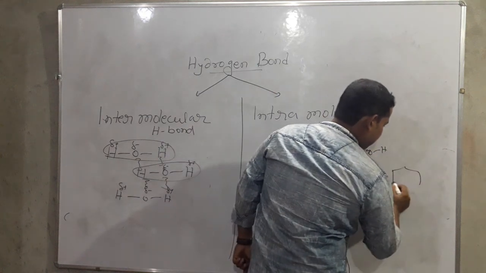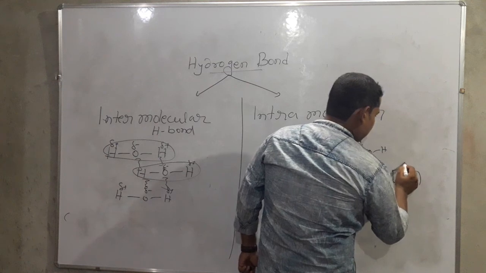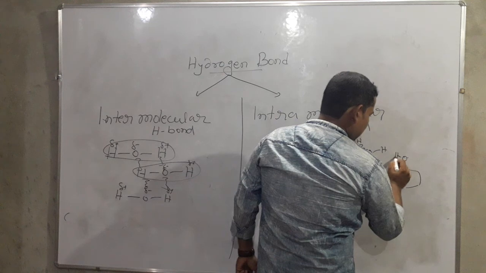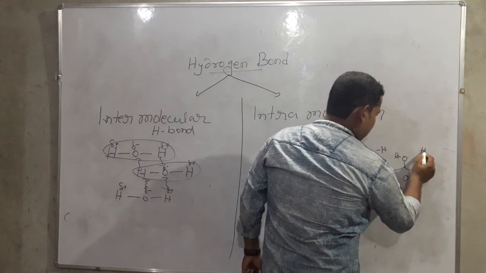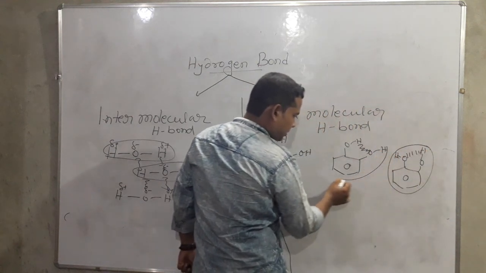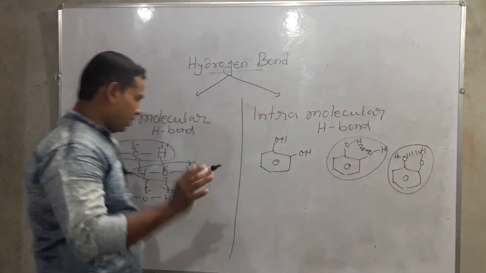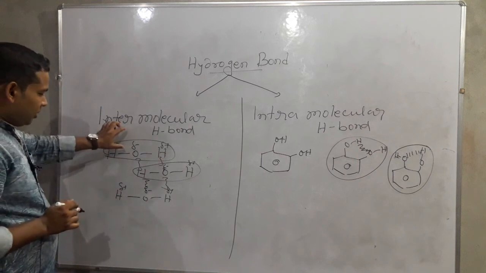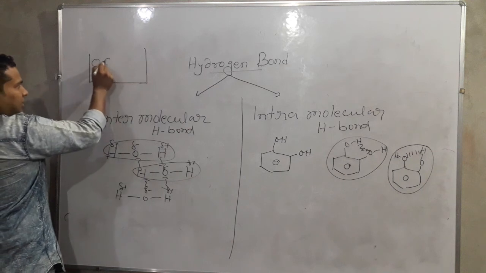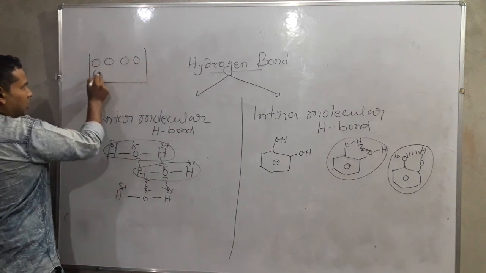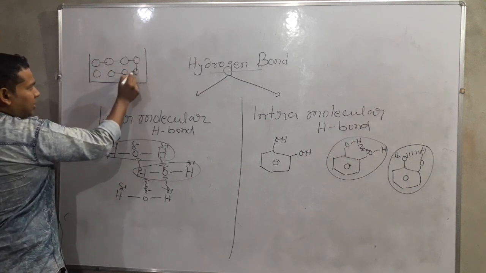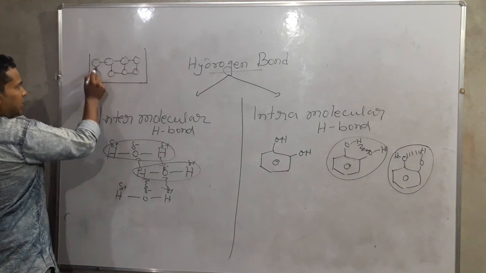Another we consider, so all are separate to each other. Both the molecules are separate to each other. What happens if you consider intermolecular hydrogen bond? This is the container. So every circle represents a molecule. So all the molecules interact to each other. Clear? All the molecules interact to each other.